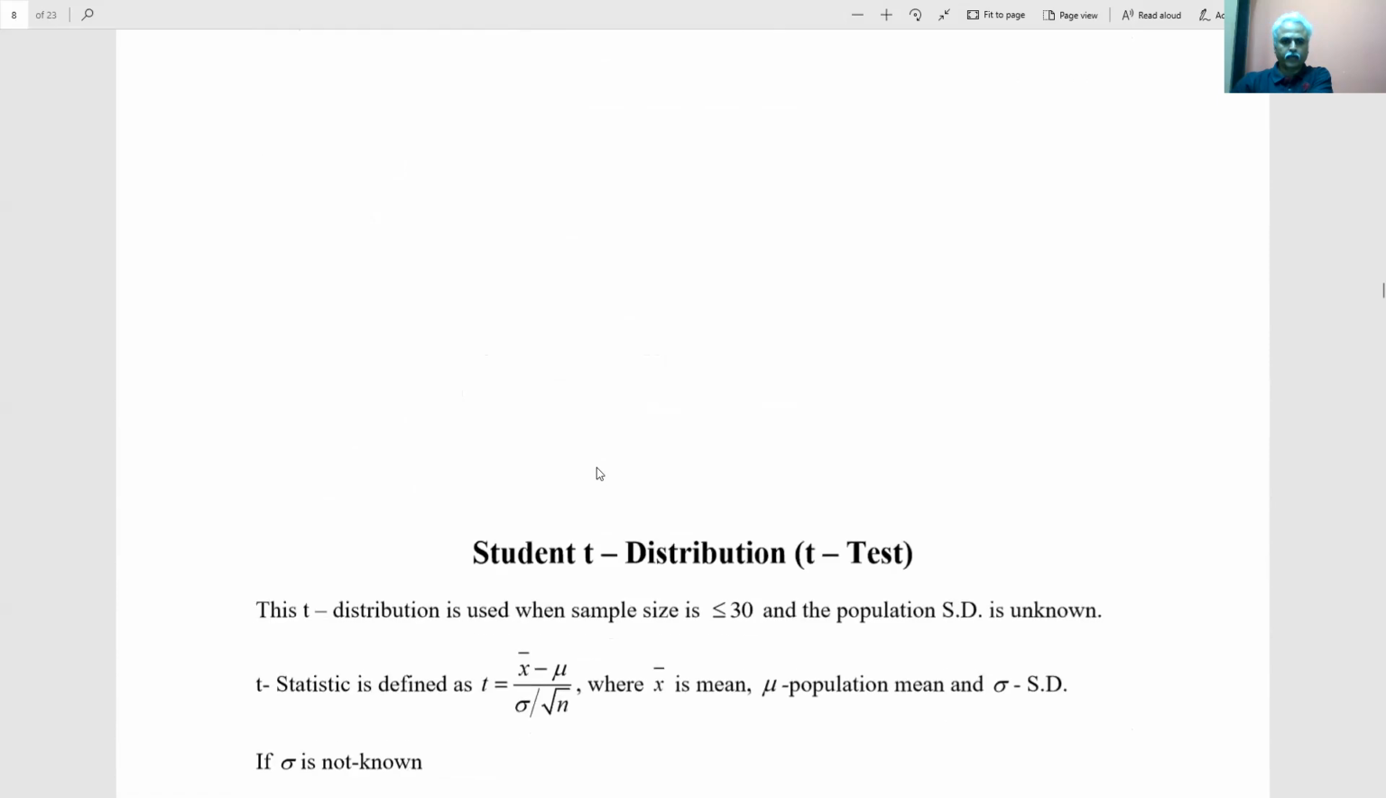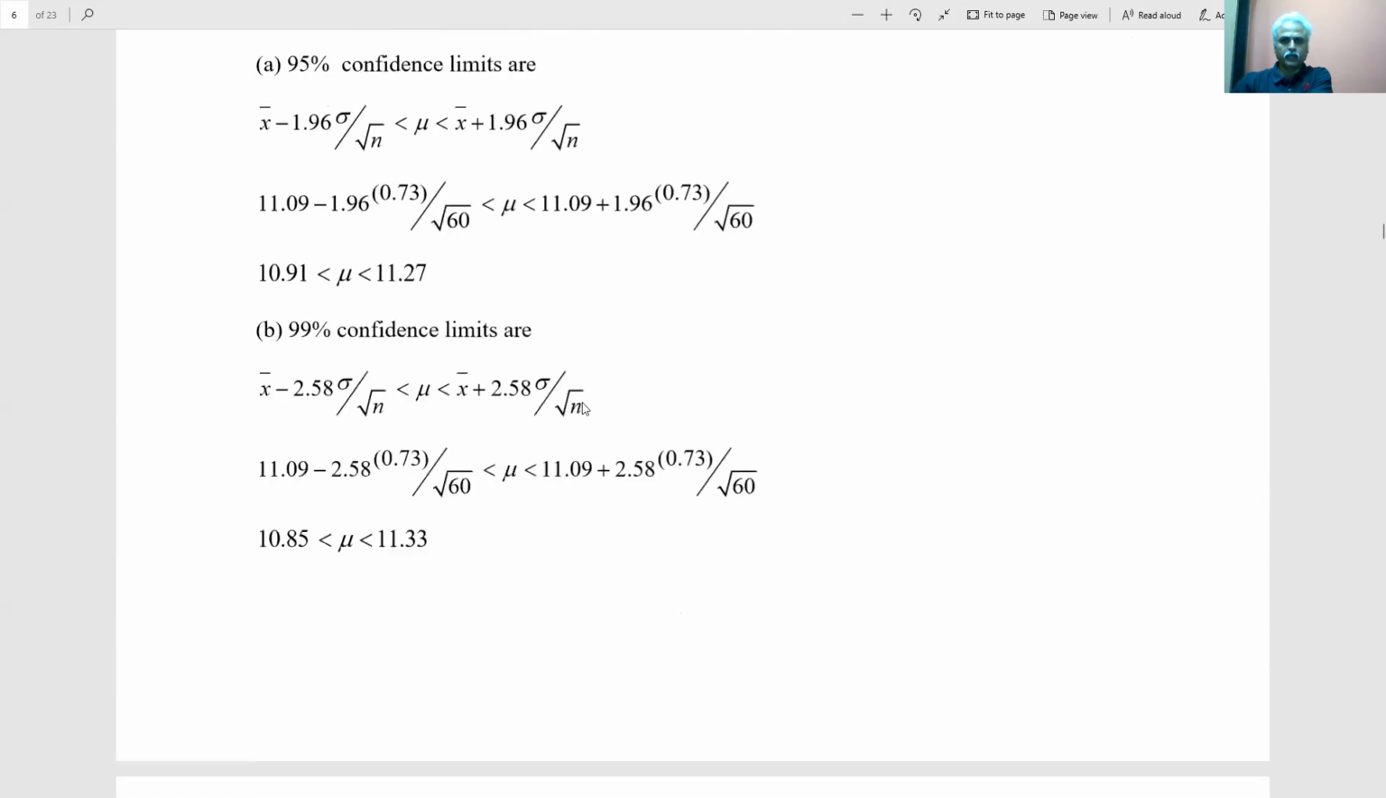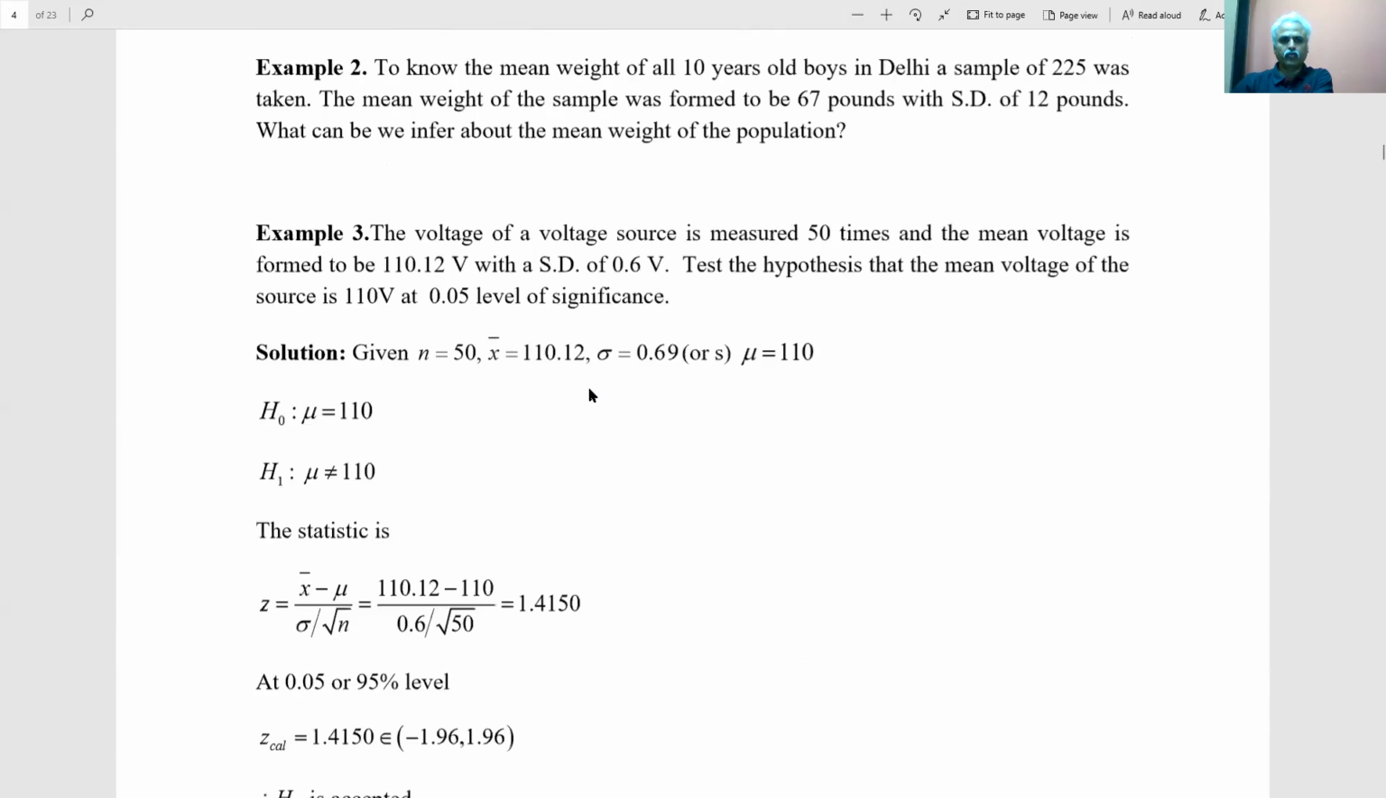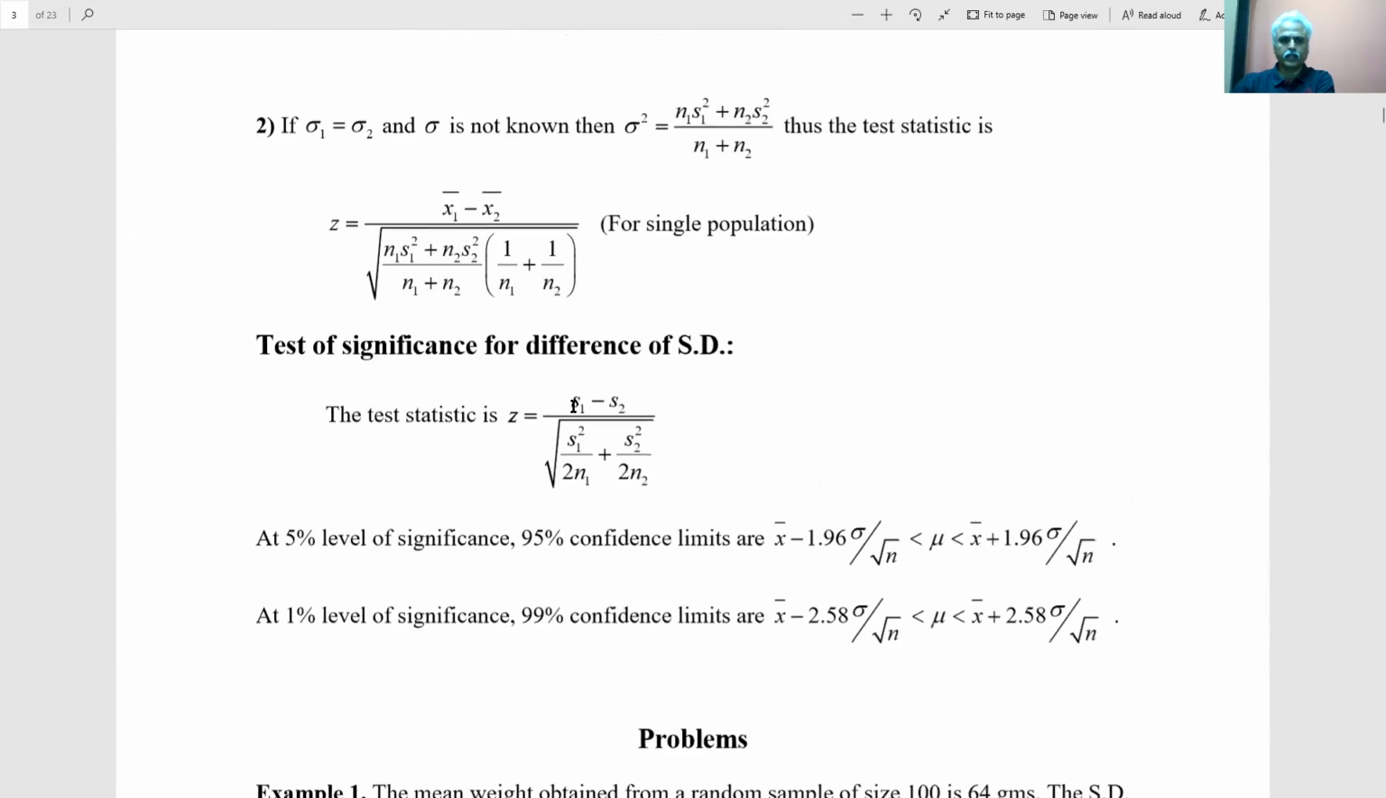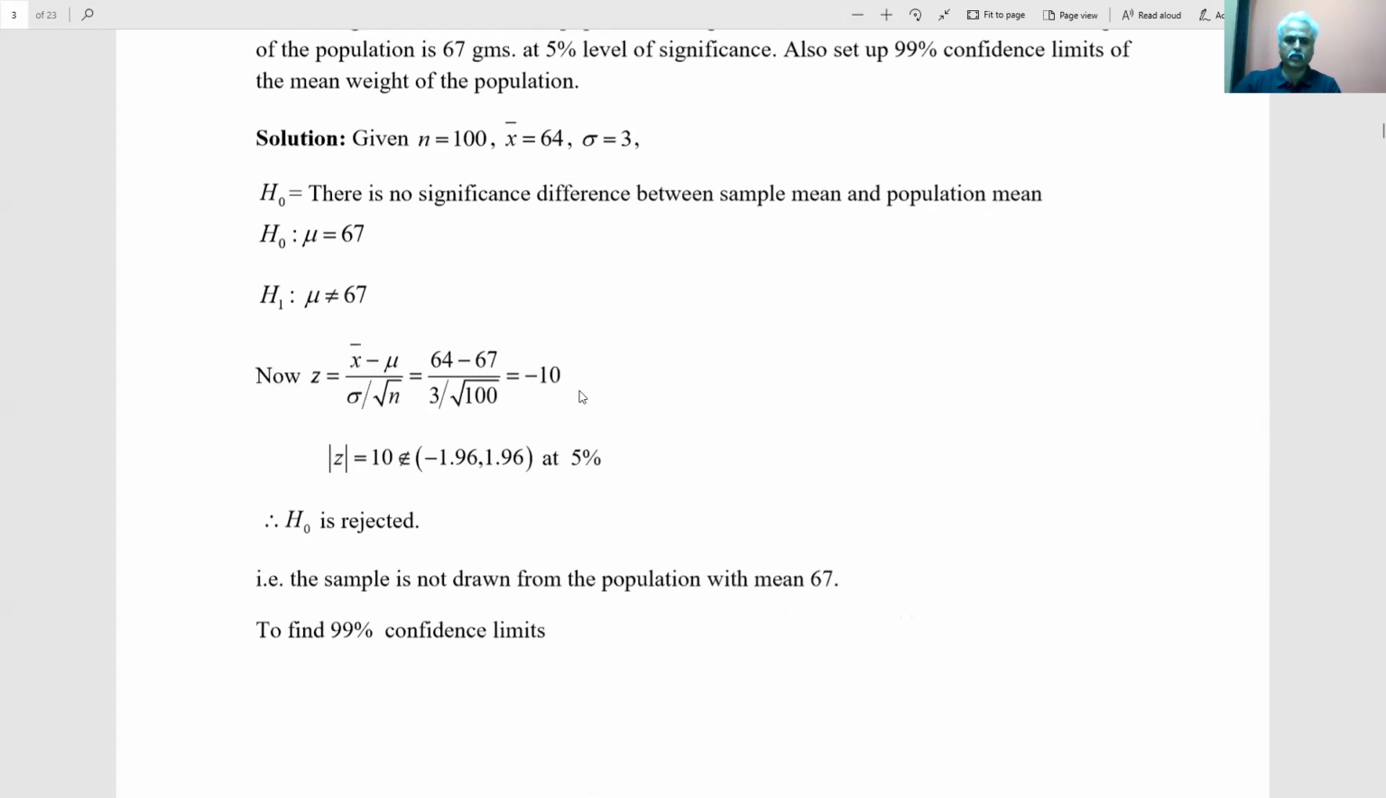Note that down. Using all these examples, we saw how to infer, given a sample, whether it belongs to the population or not. Now this is all for big samples. Now I am coming to small samples.